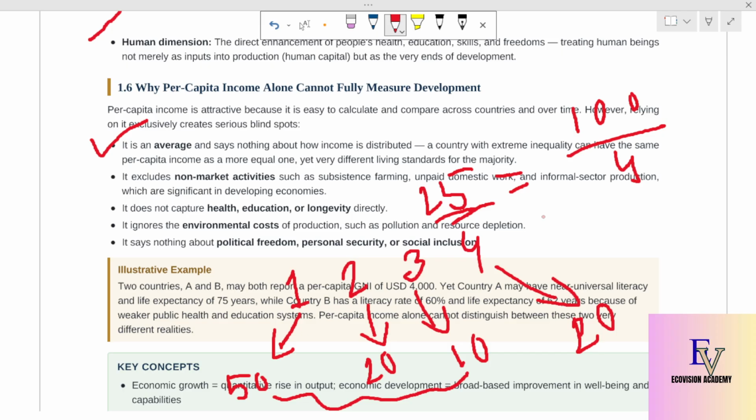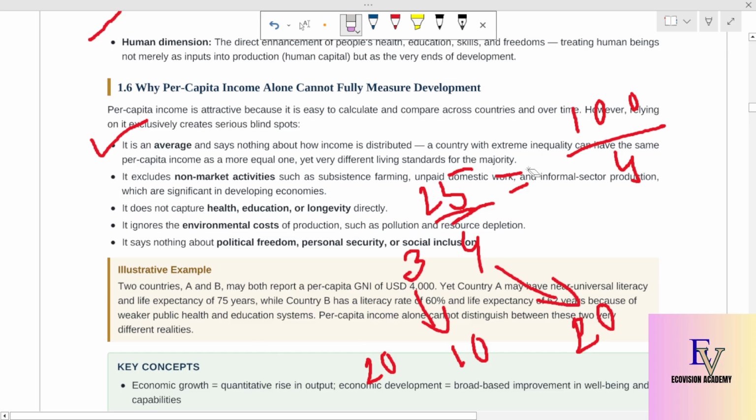It doesn't show us the exact income of the people. So what happens? There is a difference in the GDP per capita, because GDP per capita shows only one figure, but there is a huge inequality between person 1 and person 3, because person 1 has an income of 50 whereas person 3 is getting only 10 rupees. So there is an inequality of 40 rupees. So we cannot consider GDP per capita as a measure of economic development.